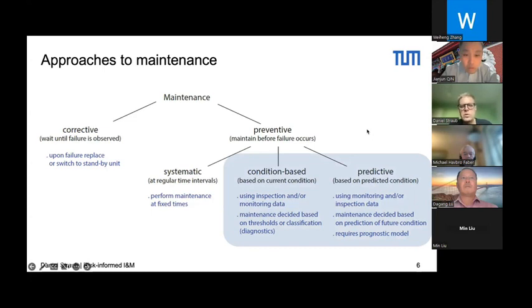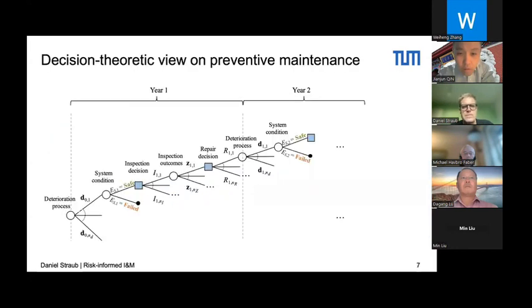The difference between these two is that in condition-based, I do inspections, maybe I have monitoring systems, and I use directly the information from this inspection and monitoring system to decide on what maintenance actions I'm going to do. In the predictive, I'm using additionally a predictive model that tries to predict how the deterioration will go on in the future. How will the reliability evolve in the future, and use this additional information to determine the maintenance actions.